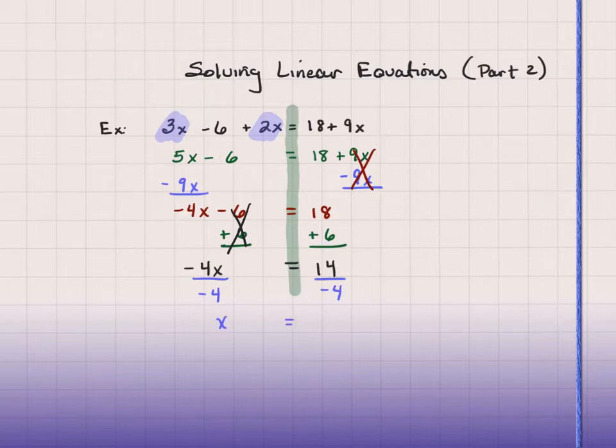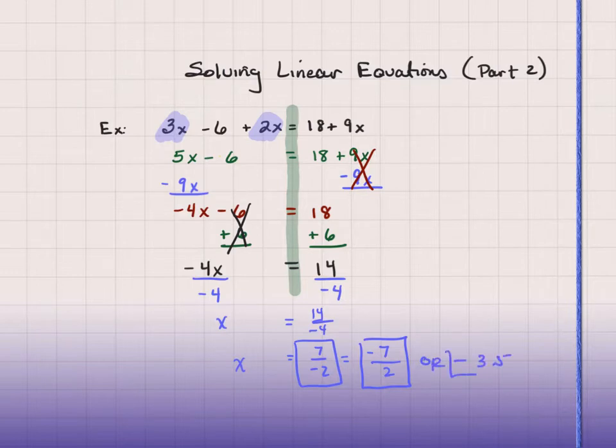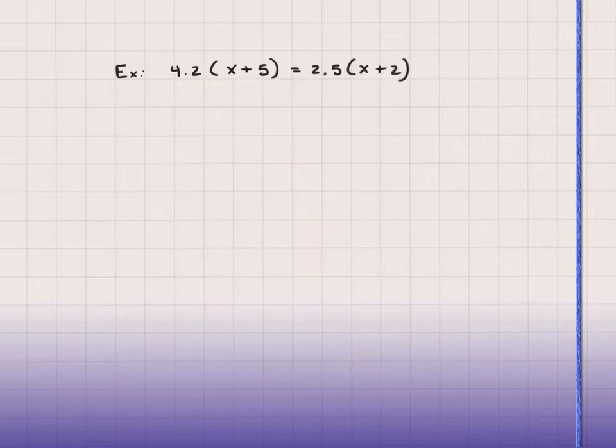And the other side I can just write as 14 over negative 4. But that simplifies to 7 over negative 2. And in general, we put that negative sign in the numerator. But either of these would be equally correct. But reduce your fraction to lowest terms. So x is equal to negative 7 over 2, or if you want to, negative 3.5 as a decimal. Okay, so the problems are a little bit longer, but it's just the same steps, just more of them.